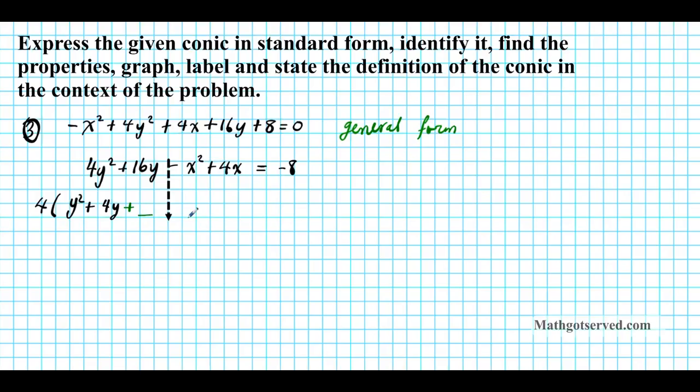Okay. Now let's shift our attention to the x world. We have a minus 1 here, so we have to take care of that negativity. So we'll pull out a minus, so we have negative.